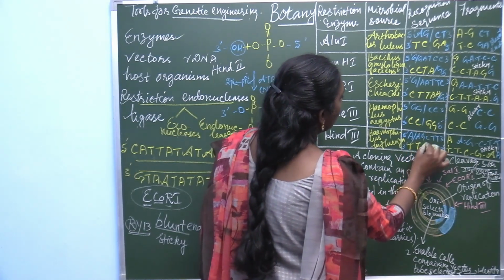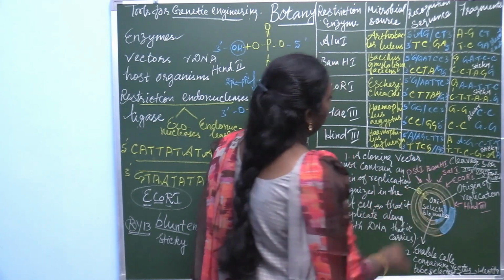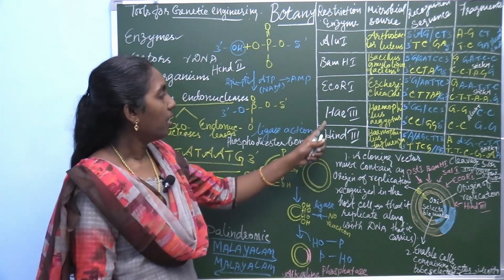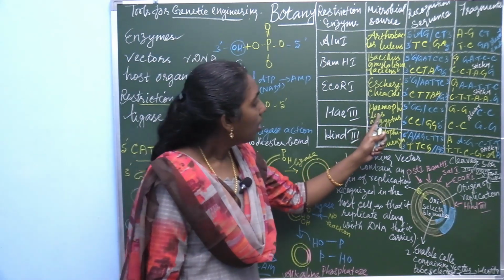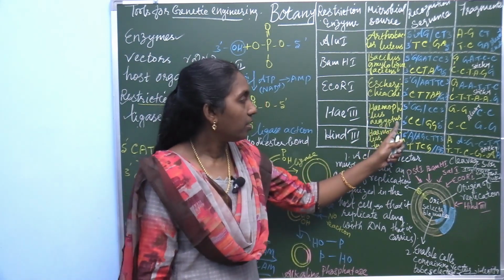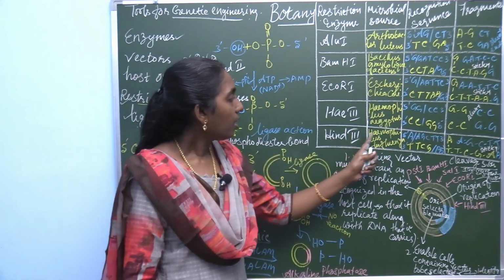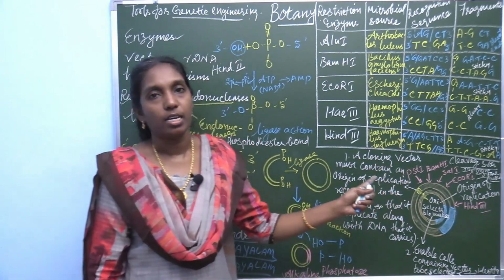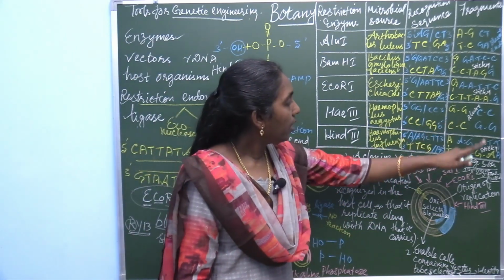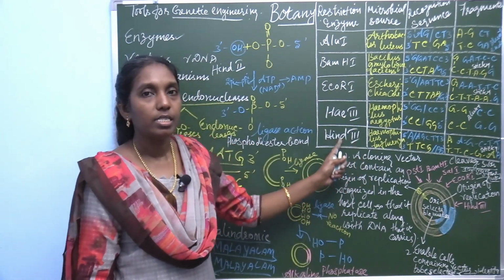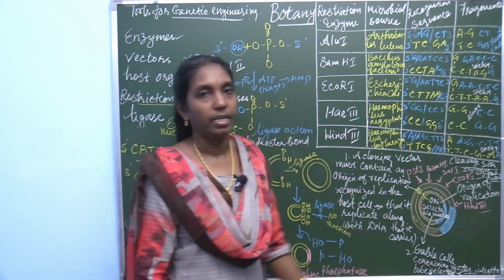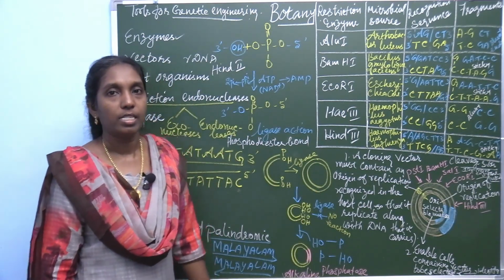Here T, T, C, G is the complementary pair. Then the source of this HaeIII is Haemophilus aegyptius, and HindIII is from Haemophilus influenzae. So this is the blunt end, this is the sticky end. The recognition fragment is here sticky end, here blunt end. Hope that you understand it.